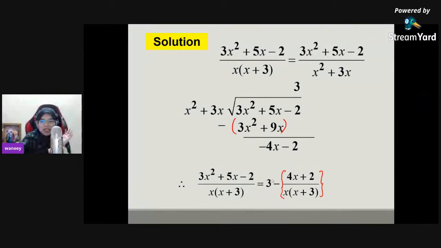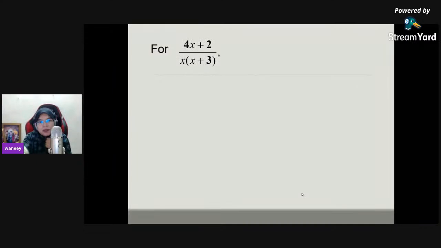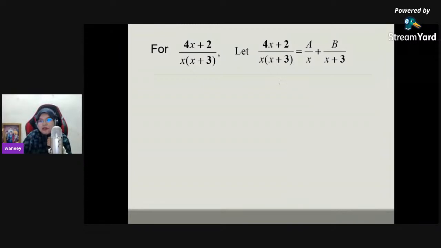Okay, so now let us do the partial fraction for them. So I got x is a linear, x plus 3, so this is also a linear. So both of them are not similar. We are having something called the distinct linear, two different linear function. Okay, so consider 4x plus 2 over x plus 3. So it will become a constant over x plus a constant over x plus 3. So why do we have a constant? Because both of them are linear. So bila dia linear, kita akan letak constant.